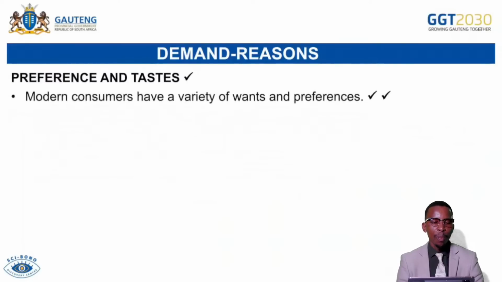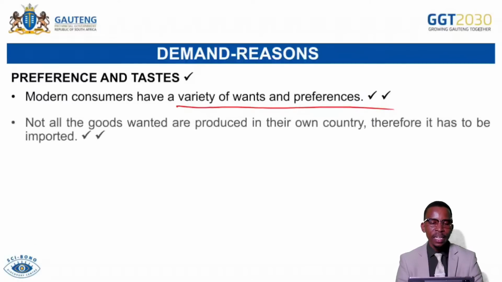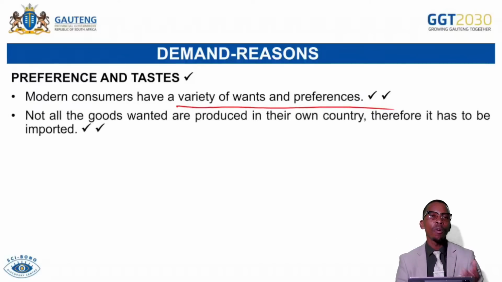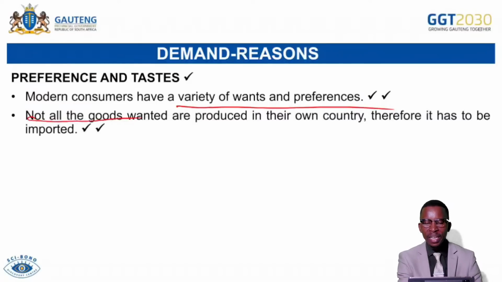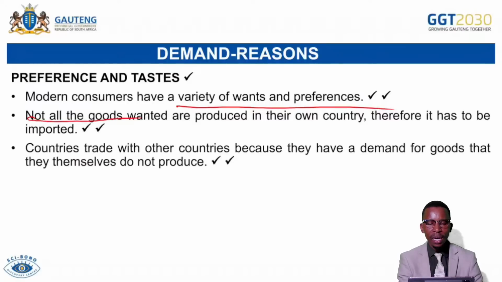Preference and taste. Modern consumers have a variety of wants and preferences. What is causing that? It is caused by the variety of platforms, such as social media, that allow people to observe what is happening even in other countries. Not all goods wanted are produced in their own country. Therefore, they have to be imported. And then countries trade with other countries because they have demand for the goods that they themselves cannot produce.